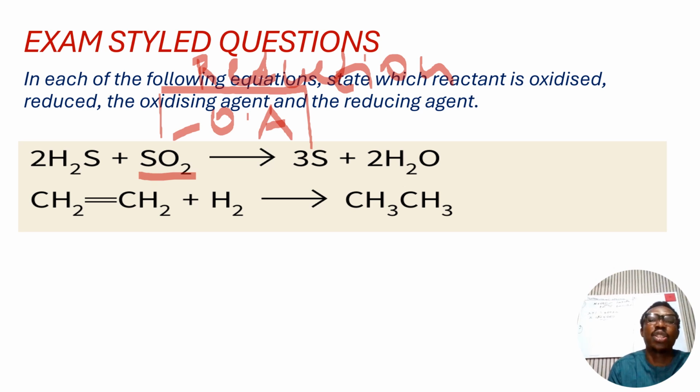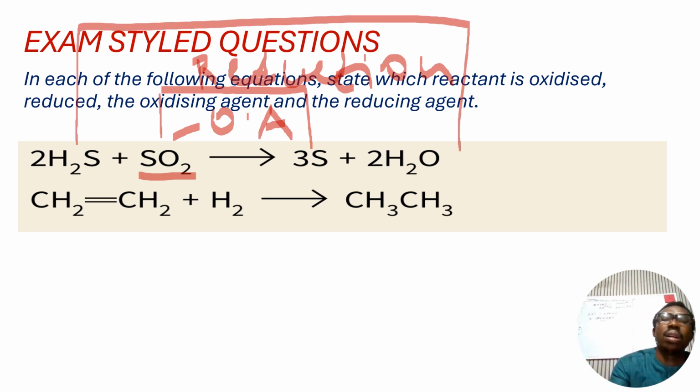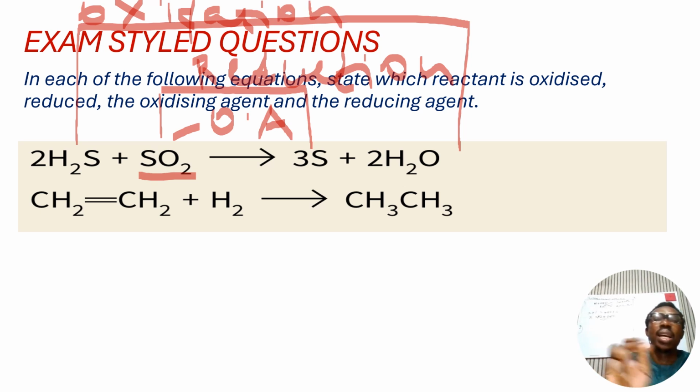Now if you look at it, hydrogen sulfide is oxidized to water. Oxygen is added to hydrogen sulfide. So this is oxidation. Since it is oxidized, hydrogen sulfide is the reducing agent, because it is the substance that is oxidized. It is a substance that undergoes oxidation.